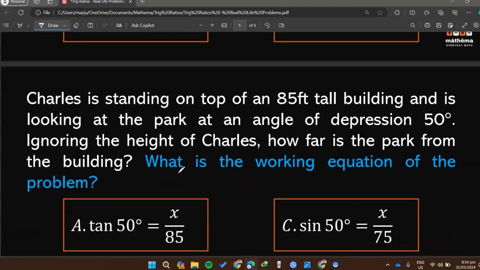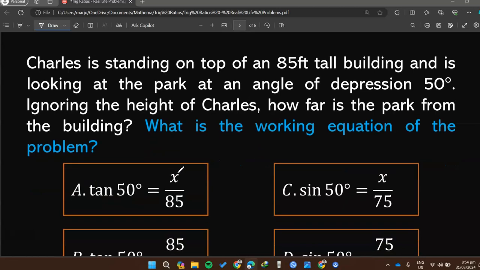Let's have word problem 2. Charles is standing on top of an 85 feet tall building and is looking at the park at an angle of depression of 50 degrees. Ignoring the height of Charles, how far is the park from the building? We are asked for the working equation of this problem. So let's try to illustrate first.